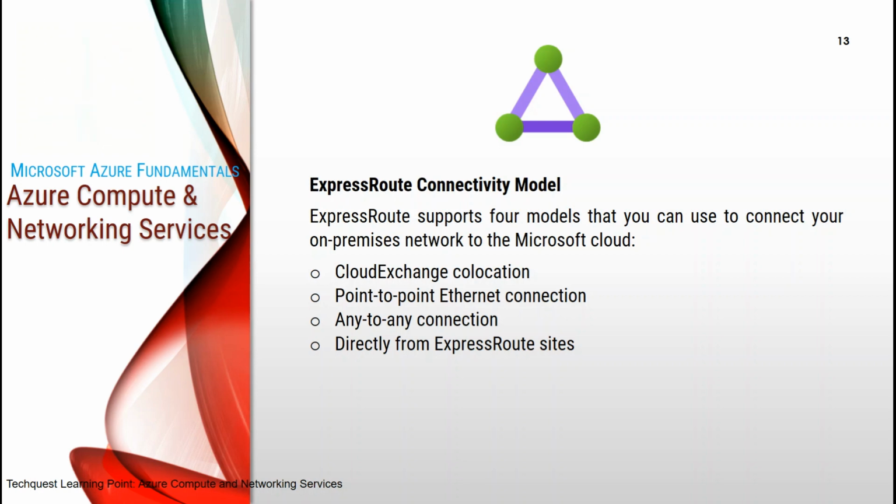ExpressRoute Direct provides dual 100 Gbps, 10 Gbps connectivity, which supports active connectivity at scale.